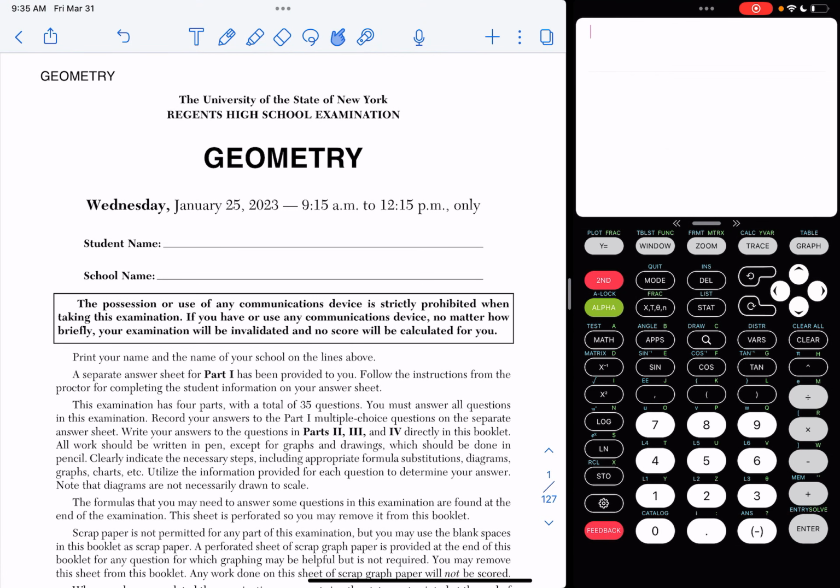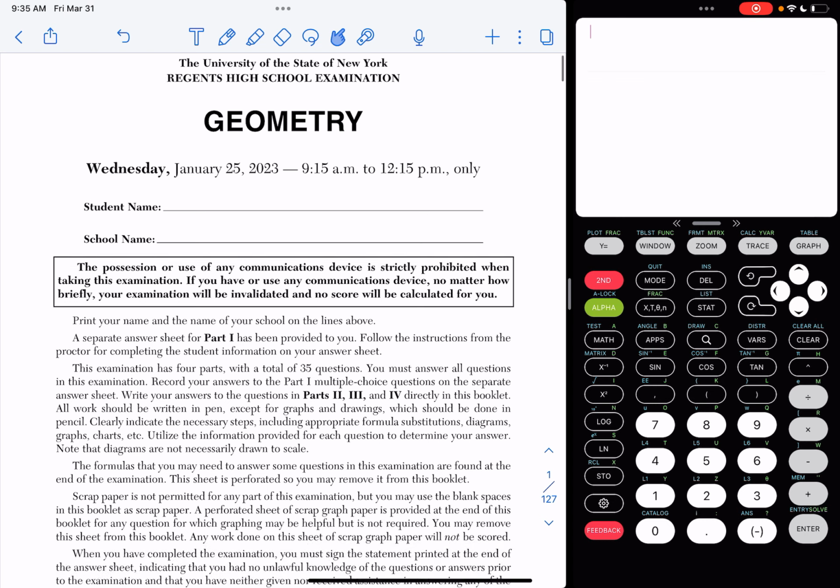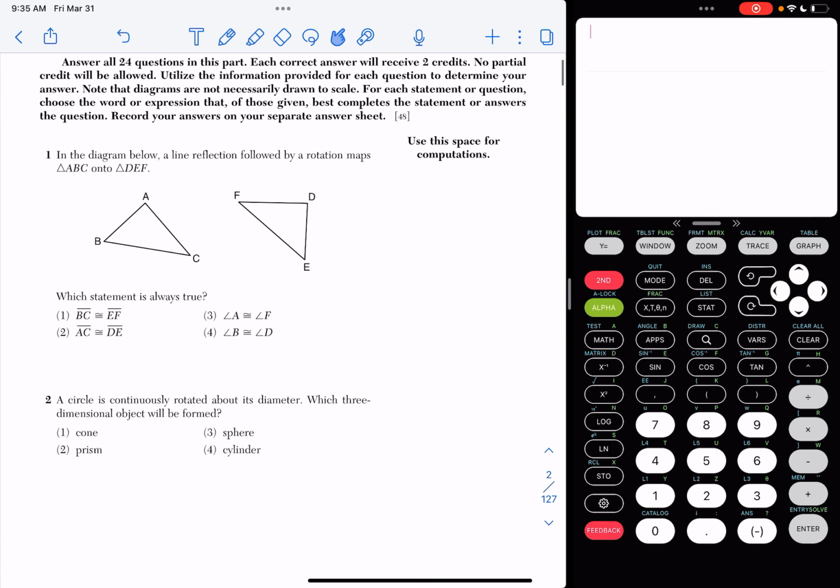In this video, we're going to go through some of the multiple choice questions from the January 2023 Geometry Regents exam. All right, let's get started with number 1. In the diagram below, a line reflection followed by a rotation maps triangle ABC onto triangle DEF, and we want to know which statement is always true.